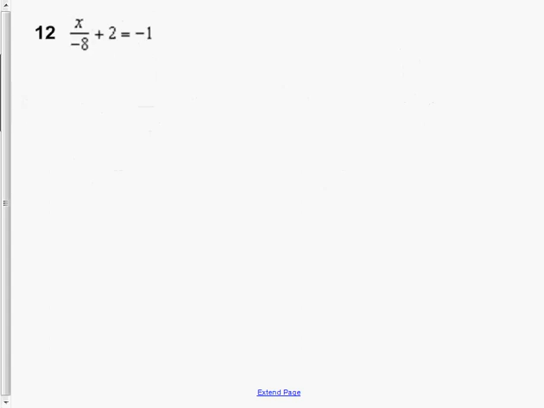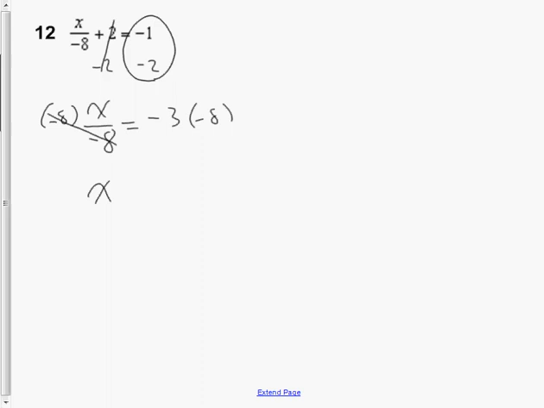In question 12, two steps, constant first. A negative eighth of x is equal to negative 3. Don't forget 1 negative and 2 negatives make 3 negatives. Multiply both by negative 8. And x will equal 24, positive 24.